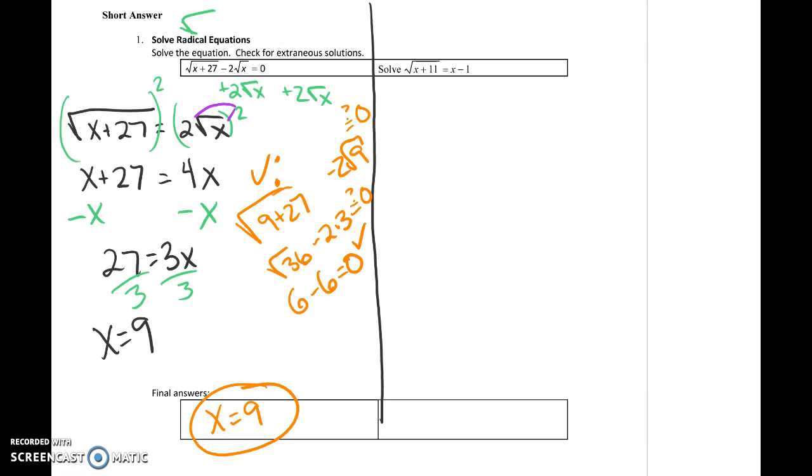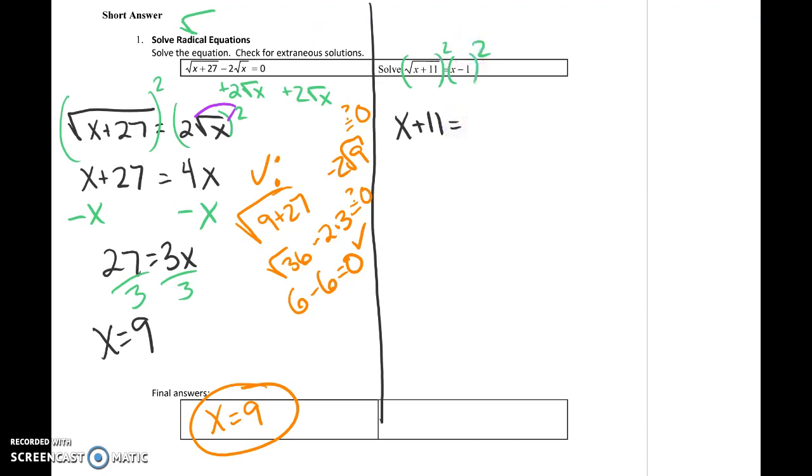All right. The next one is the square root of x plus 11 equals x minus 1. Okay. So hopefully your first instinct is to try to get rid of that square root, which means I need to square both sides of the equation, which means here I have x plus 11, again, because the square and the square root cancel themselves out. Here you have to be careful.